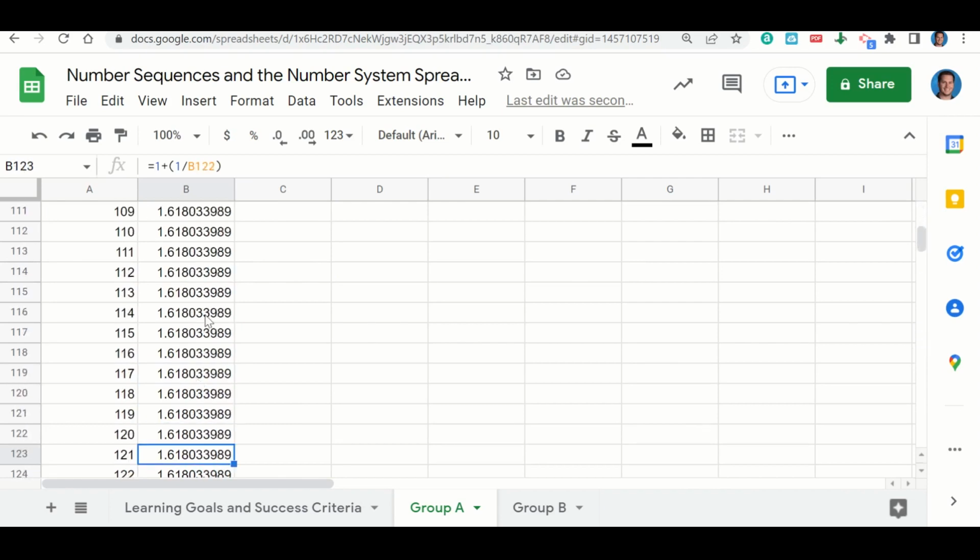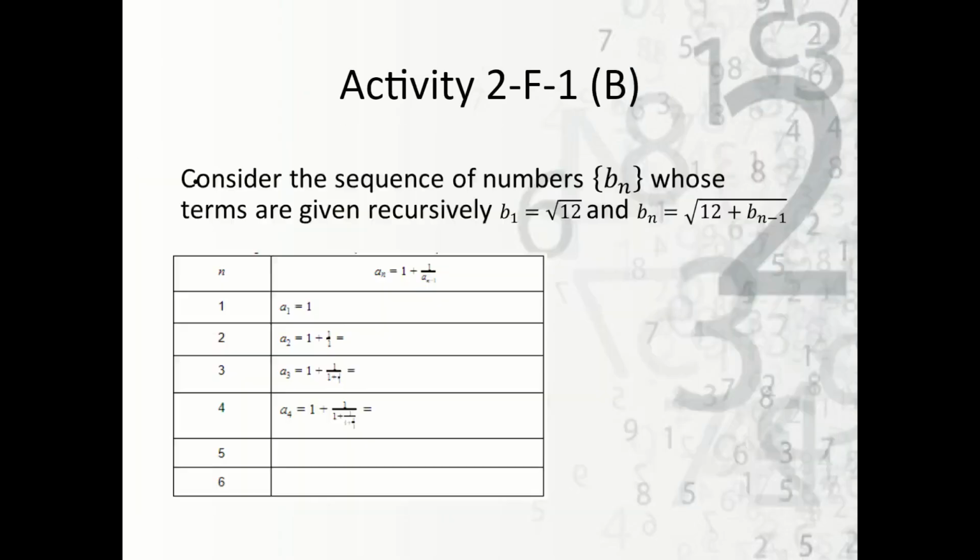1.618-ish, right? And notice after a while, the number stopped changing. It's approaching some repeating decimal that goes on forever. Now, once you do this in your spreadsheet, you'll copy and paste your answers into Desmos. Now let's take a look at part B of your activity.